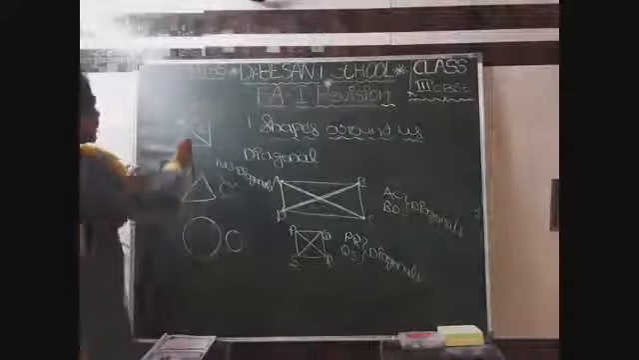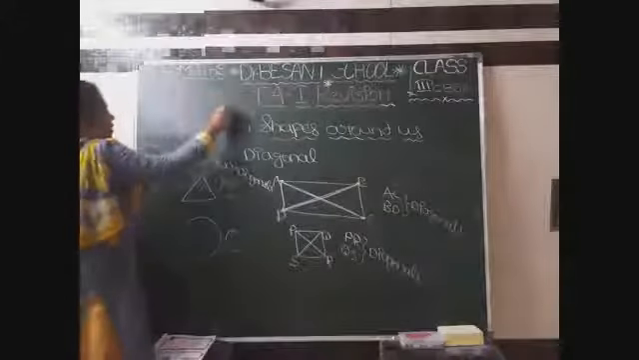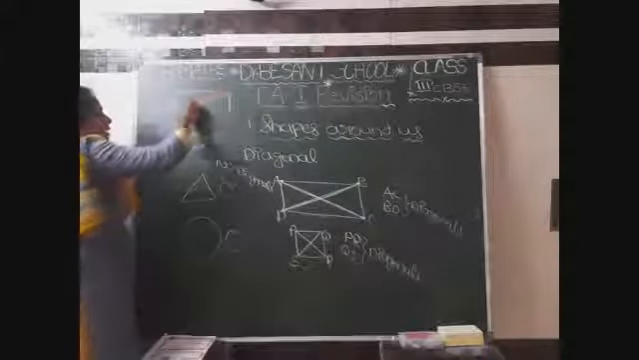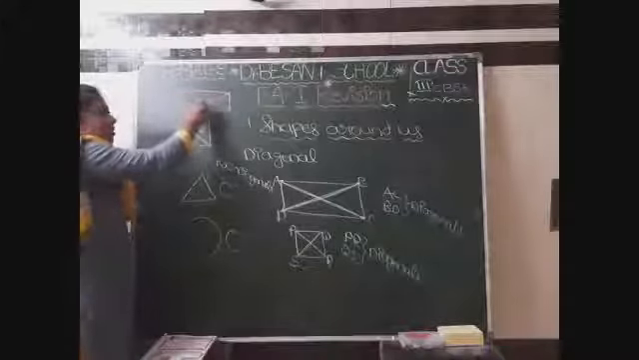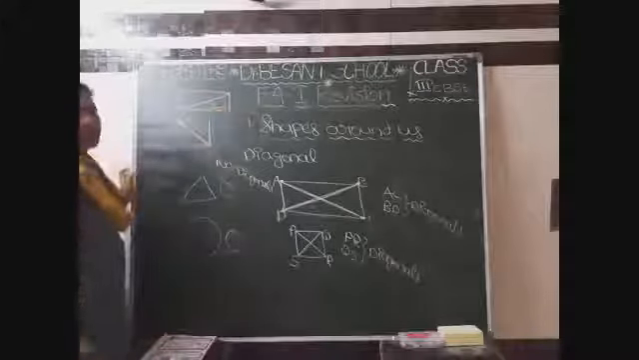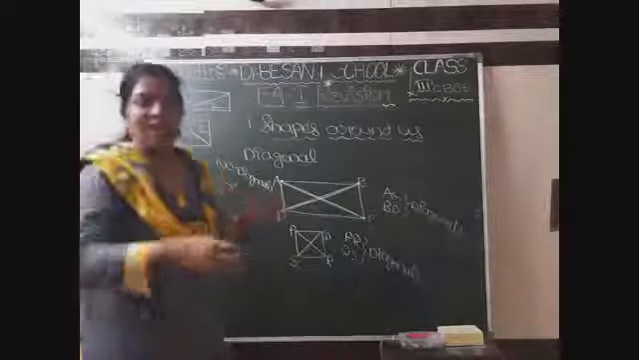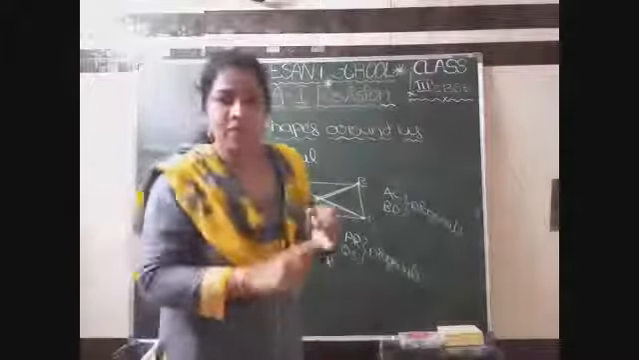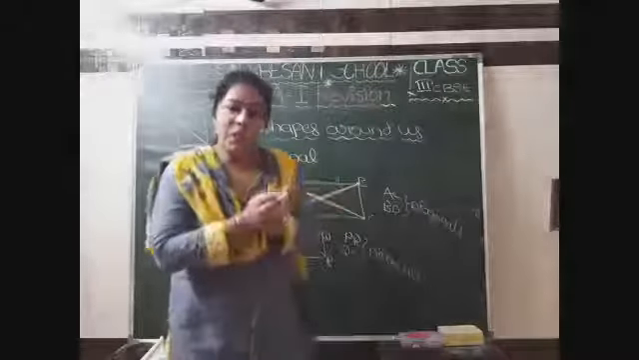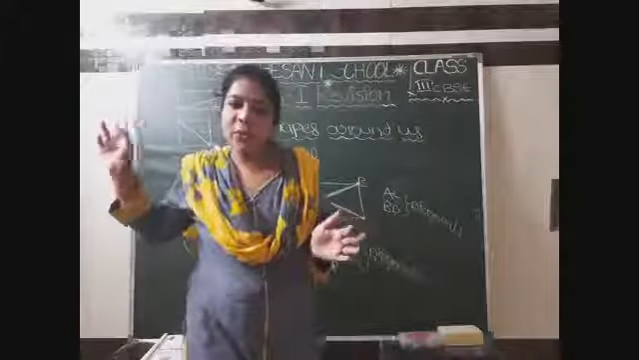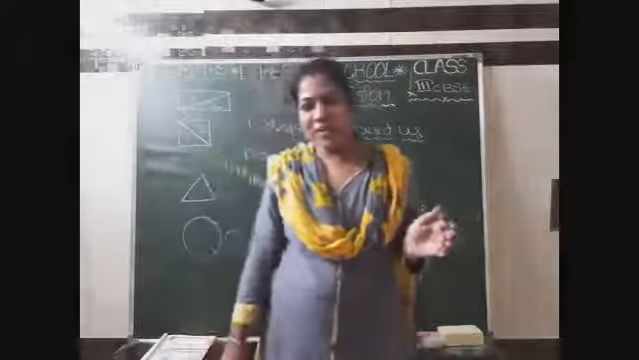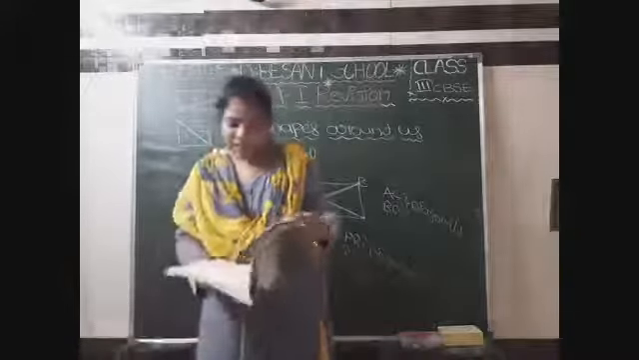Now coming to the rectangle also. This is one rectangle. When we draw a diagonal like this, the shape becomes two triangles. When we draw a diagonal in either a square or a rectangle, that shape is divided into two triangles. Do you know that one? Good. Okay. This is the concept of diagonals.